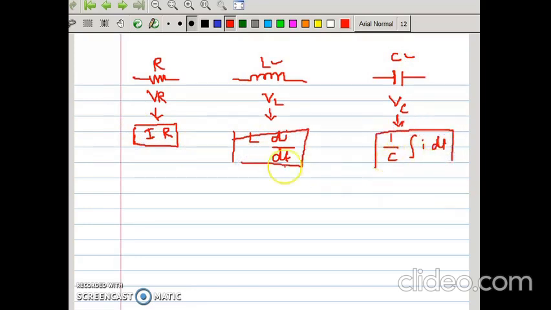Again we want the Laplace of each one. See, the Laplace transform of 1 is 1 upon S.